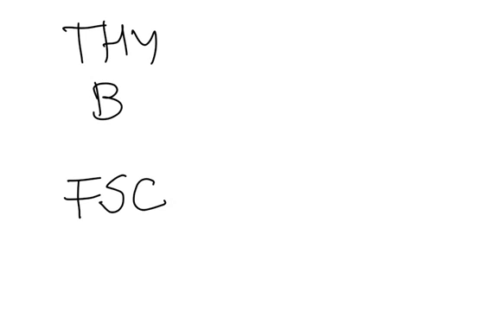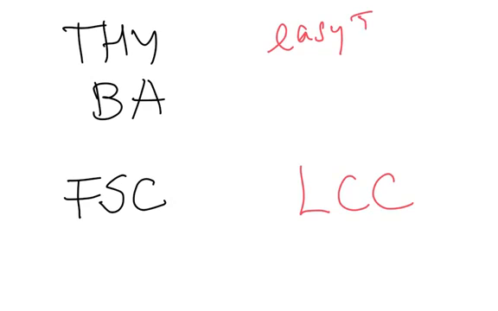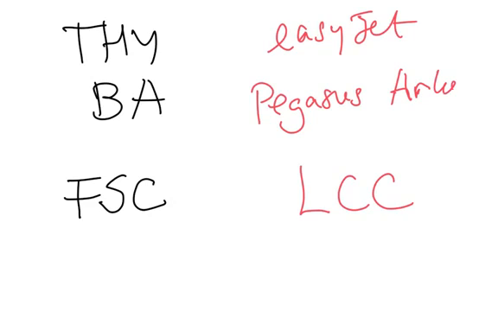So if we have full-service carriers, as for instance, we could have Turkish Airlines, we could have British Airways, and we can have low-cost carriers, which we can have EasyJet or Pegasus Airlines. So in this presentation, we are going to look at the features of these low-cost airlines versus the full-service carriers. Let's start.